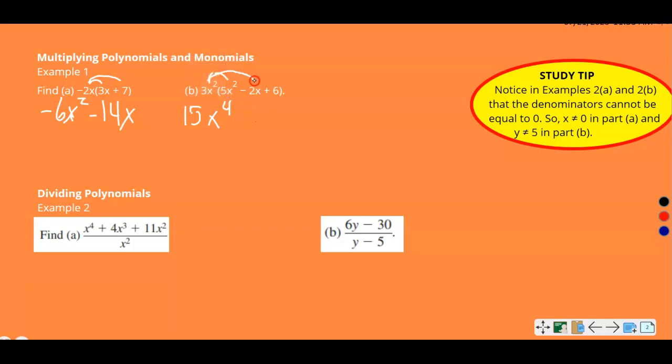Then I have to go 3x squared times negative 2x. 3 times negative 2 is negative 6. And then x squared times x. Remember, this is assumed to be the first power, so that's going to be x cubed because same base, you add the exponents. 2 plus 1 is 3. And then I have 3x squared times 6. 3 times 6 is 18, and x squared.